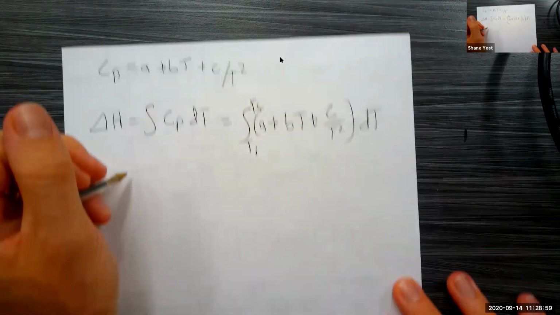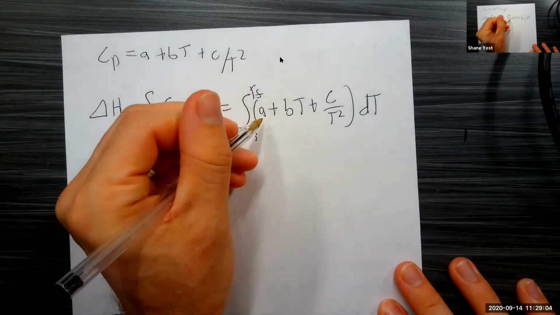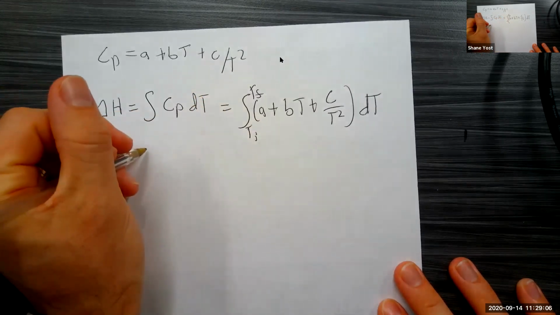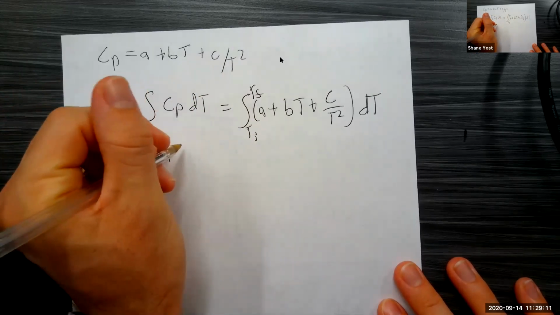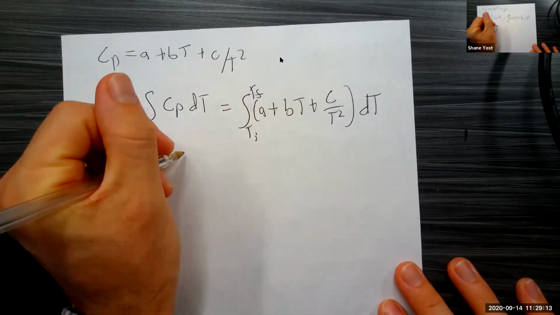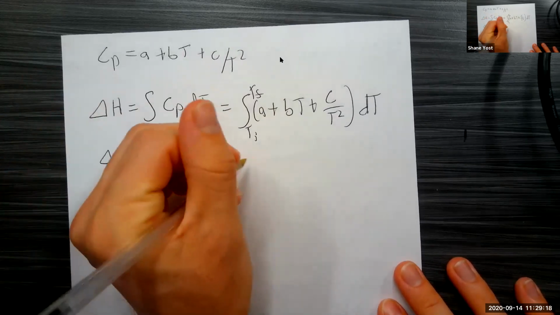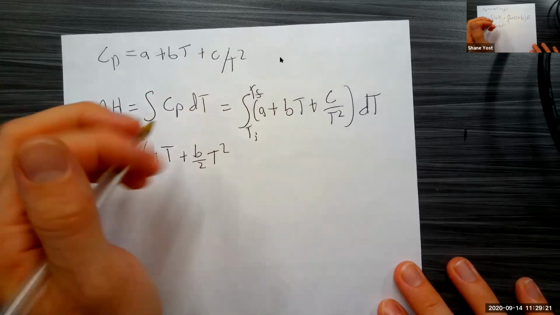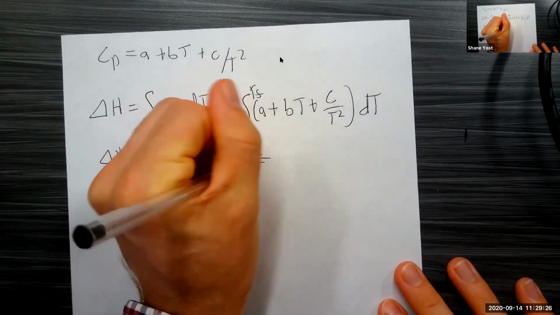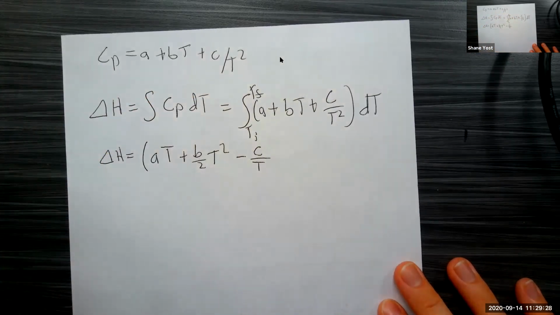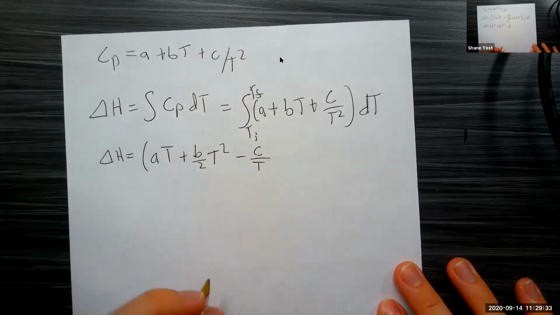And so to solve that, we have delta H. The integral of A, just a constant, gives us T. So the solution of this is AT. The integral of T is T squared over 2, so this is plus B over 2 T squared. And then the integral of 1 over T squared gives us a minus 1 over T. Okay, that should be good on all that.